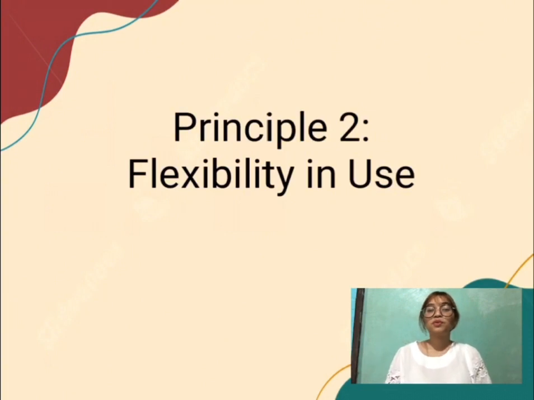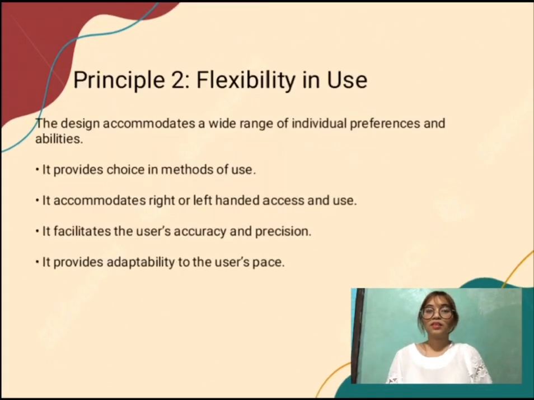The second principle is flexibility in use. The design accommodates a wide range of individual preferences and abilities. It provides choice in method of use. It accommodates right- or left-handed access and use. It facilitates the user's accuracy and precision. Lastly, it provides adaptability to user pace.